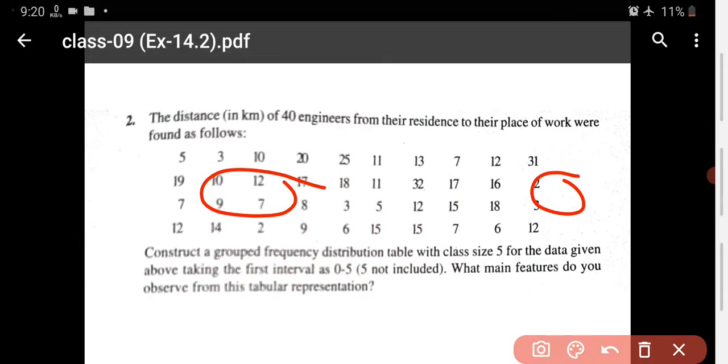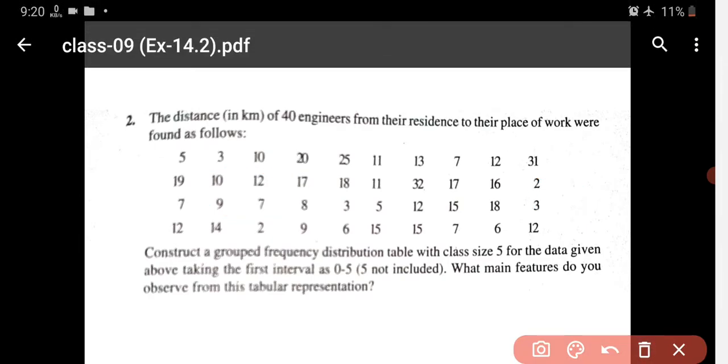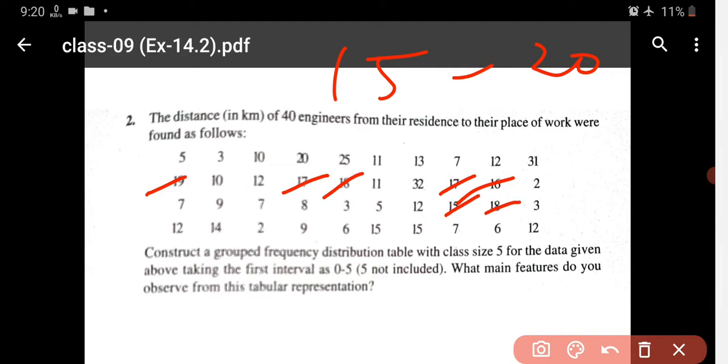15 to 20, this will come, this will come, this will come. No, sorry. 15 to 20, this will come, this will come, this also comes, also comes. I'm writing here 15 to 20. 20 we don't count. But 15 we have to count, 18 also we have to count, and then 15. Now just see how many are there. 1 2 3 4 5 6 7 8, and one more left in 15 to 20.